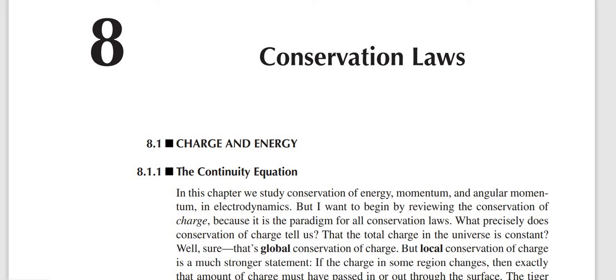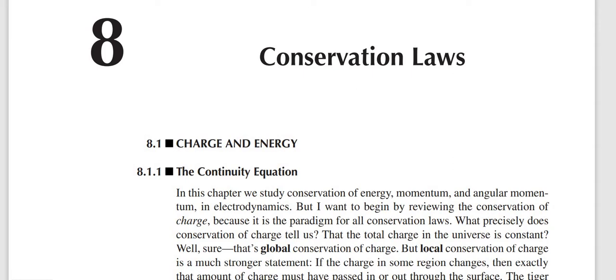Conservation laws in electrodynamics. Here we will discuss conservation of charge and energy. When we discuss conservation of charge, there are two types of conservation, that is global conservation and local conservation. The global conservation law is that the total charge in the universe is a constant.